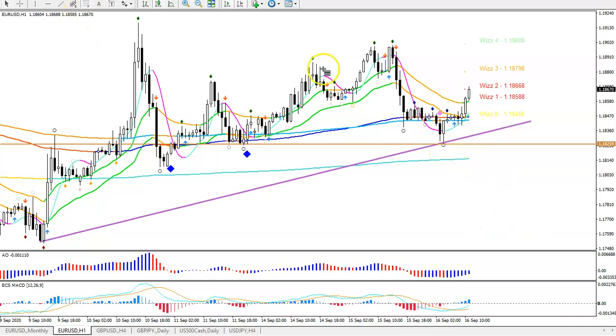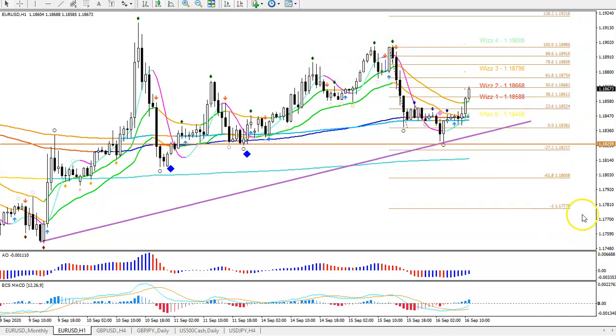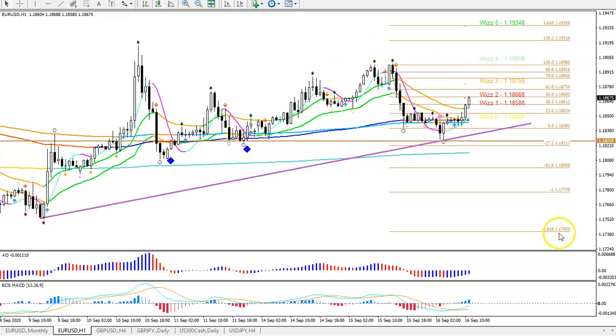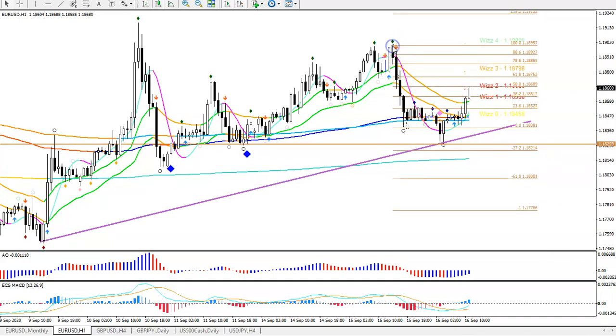In that case, we're going to see an extension towards probably these fib targets here. I would say probably even down to 117.50, maybe even 117, and we would see a bearish continuation. For the moment, that doesn't seem likely though, and we're getting a pretty strong bullish bounce already.